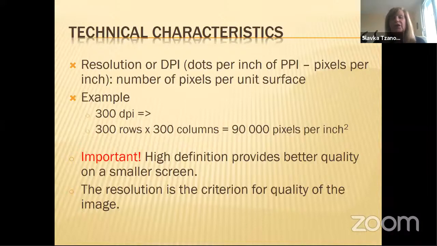So the important thing to notice, that's why I start with this for the screens: the high definition provides better quality on a smaller screen. The resolution is the criterion for quality of the image.